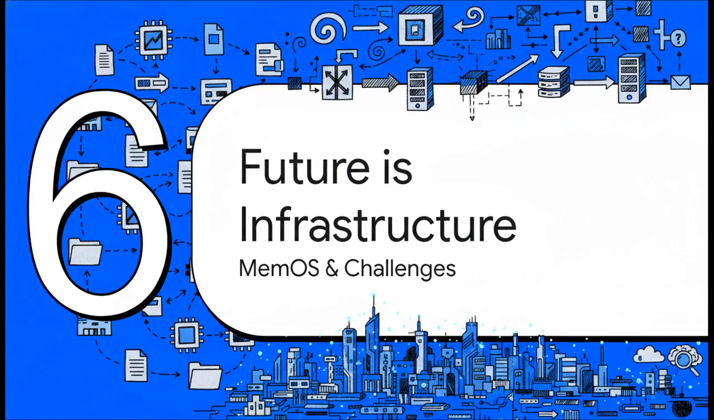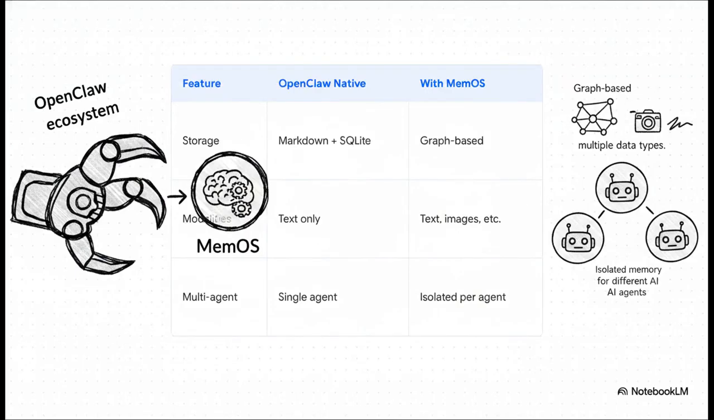And this whole approach really points to a broader trend in the industry. The future of truly capable AI assistants isn't just about making bigger and bigger models, it's about building smarter and more robust infrastructure around them. So let's take a quick look at where all of this is heading. The OpenClaw ecosystem has this optional plugin called MemOS, and you can think of it as a specialized memory operating system. It takes all the core concepts we just talked about and just supercharges them.